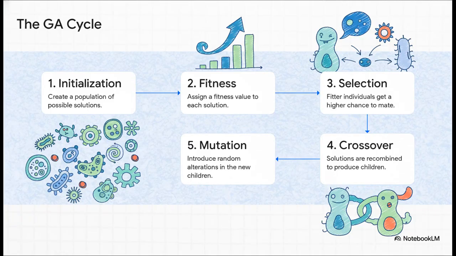Yeah, it follows this surprisingly simple but really powerful 5-step loop. First, you start with a totally random bunch of solutions. Then you test how good each one is. After that, you pick the best ones to become parents. Then you combine them to make children. And to keep things interesting, you throw in a few random changes here and there. And that's it. This loop just repeats over and over for tons of generations.